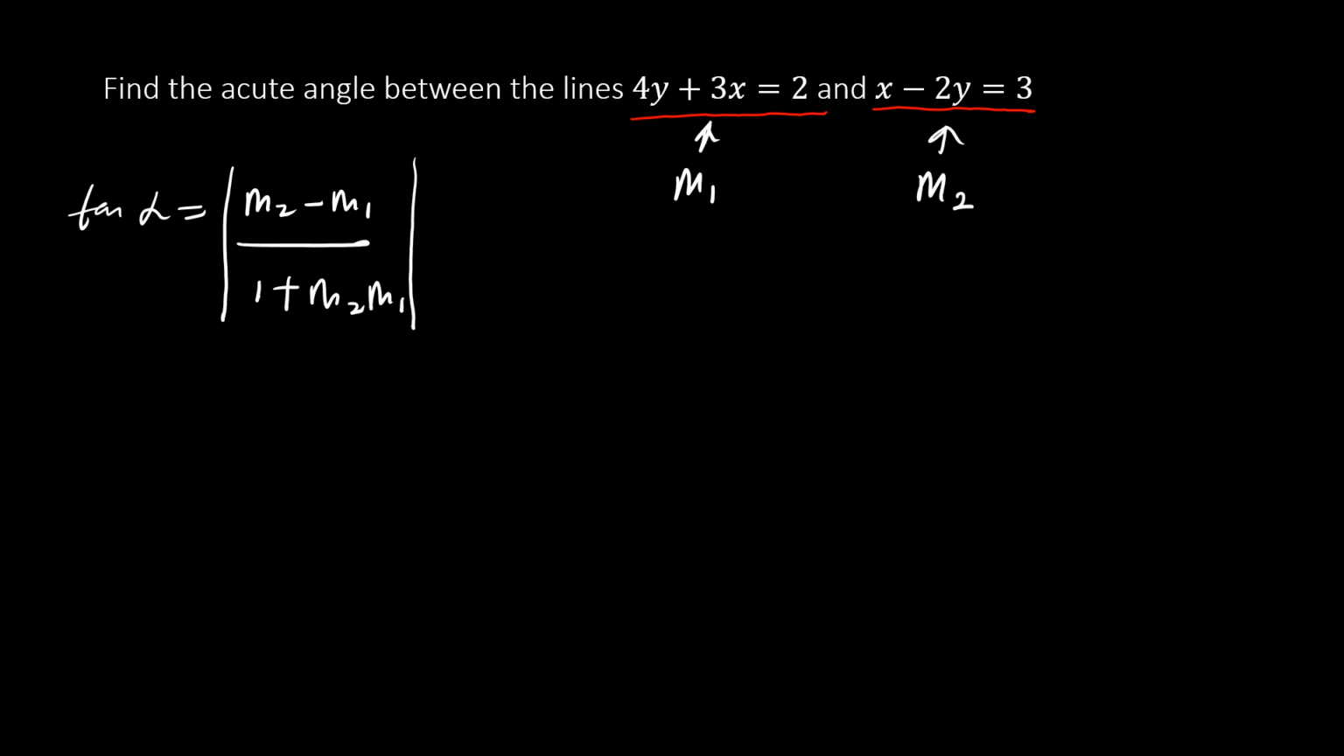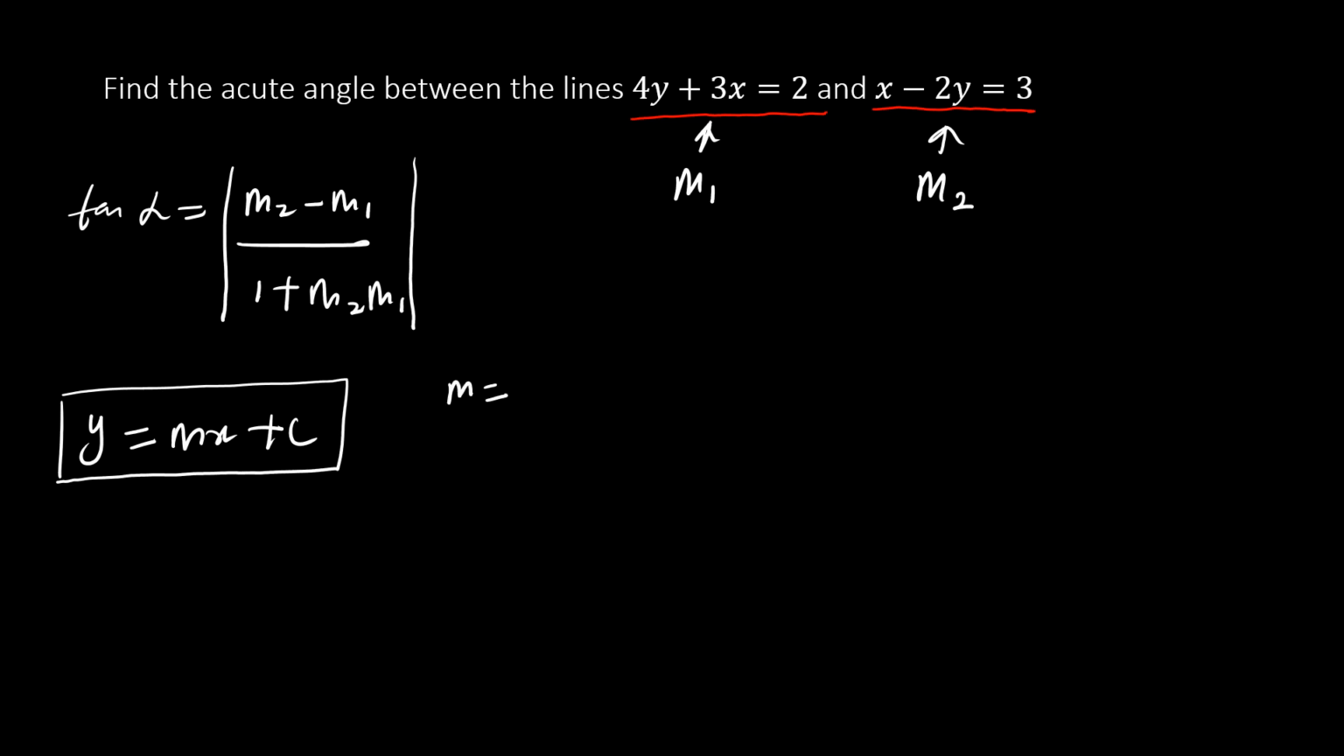To get this, we are going to be using the general equation of a straight line, which is referred to as y equal to mx plus c. This is the formula for representing the general equation of a straight line, where m is the gradient and c is the intercept on the y-axis.